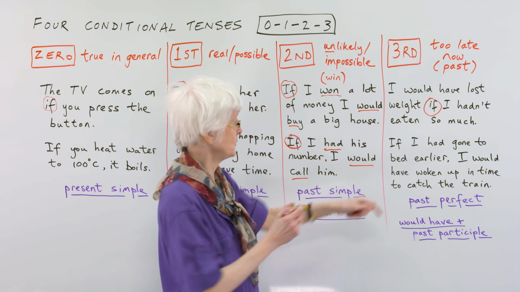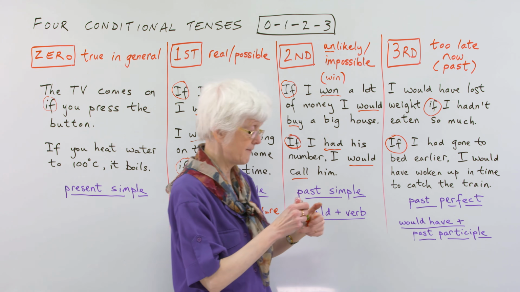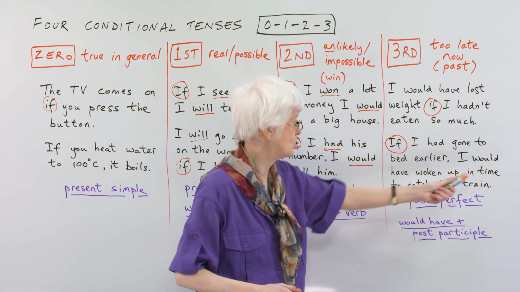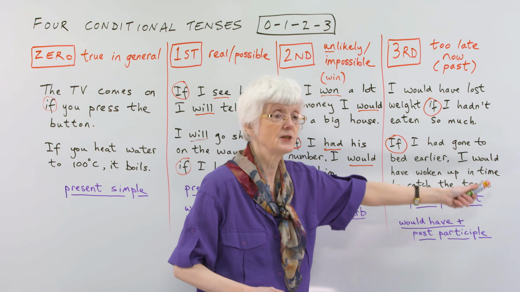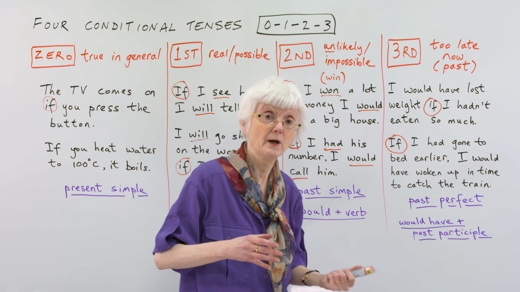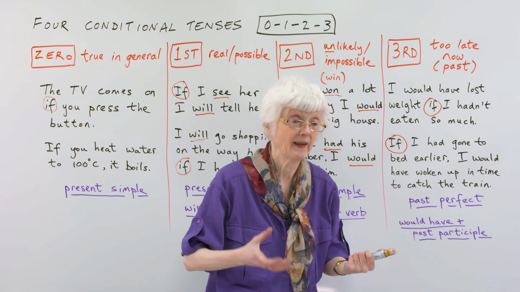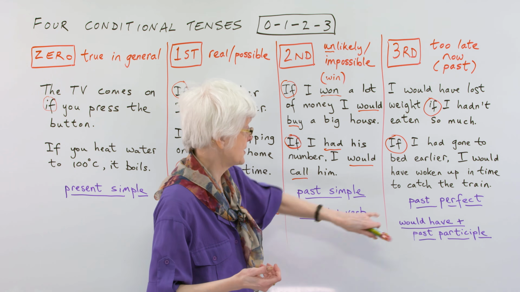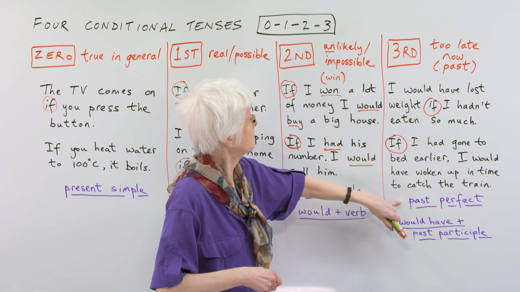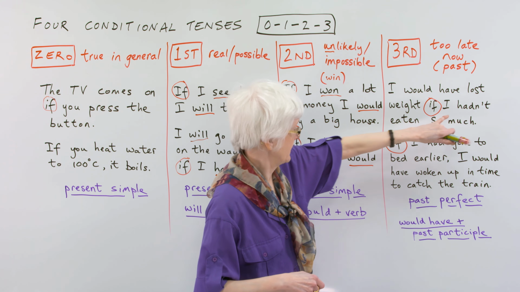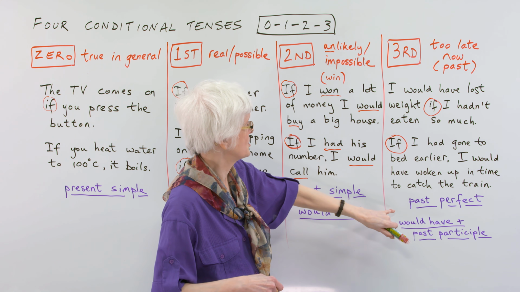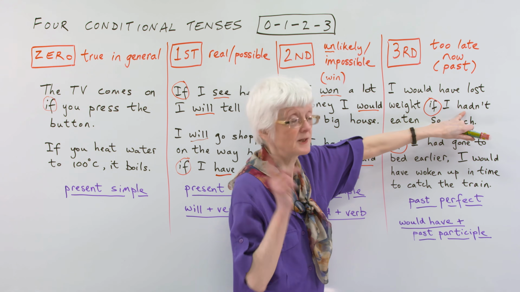And then this example, if again. If I had gone to bed earlier, I would have woken up in time to catch the train. Okay, so we've got some quite complex tenses going on there. So let's have a look. So we've got the past perfect. Yes, the past perfect.